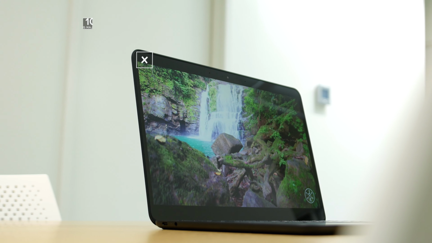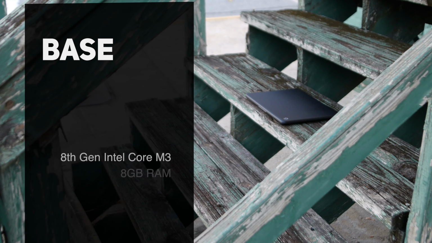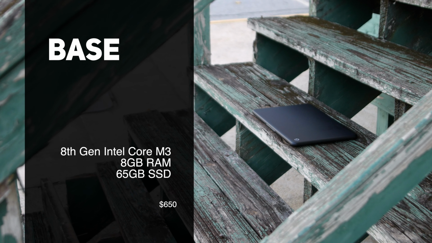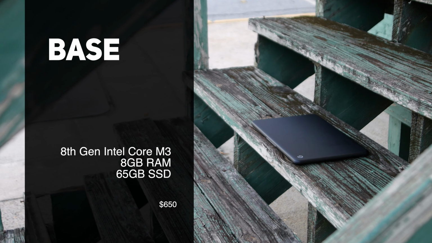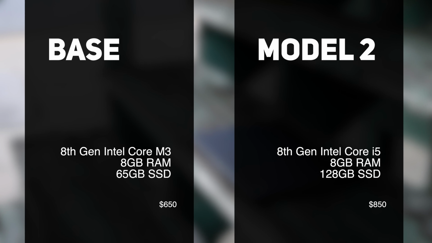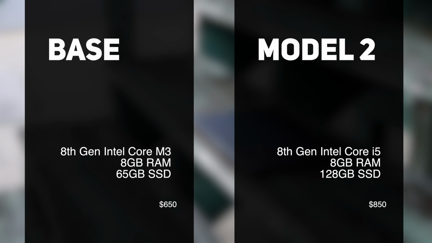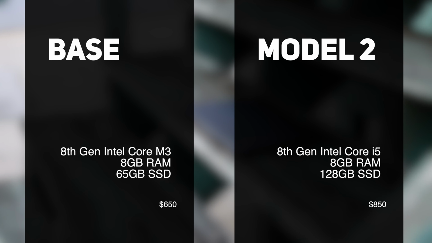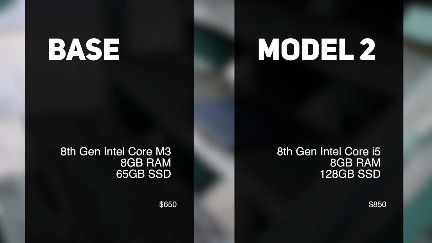Now time for pricing and specs. The base model has an 8th gen Intel Core M3 processor, 8 gigs of RAM, 64 gig SSD, and a full HD panel, and that will land you at $650. Then you have the model that I have, which has an 8th gen Intel Core i5 processor, 8 gigs of RAM, 128 gig SSD, and a full HD panel, which will cost you $850.